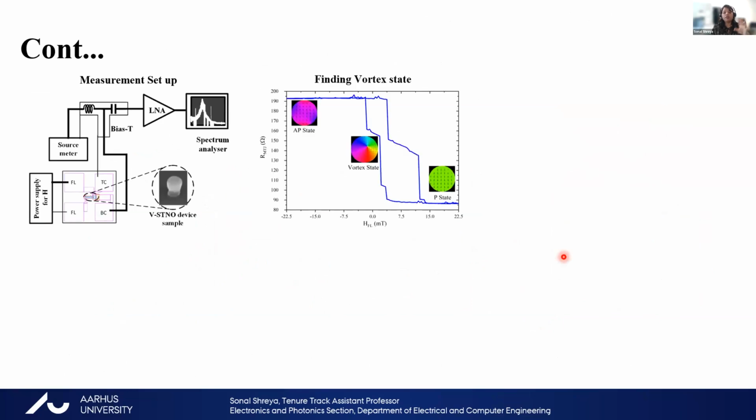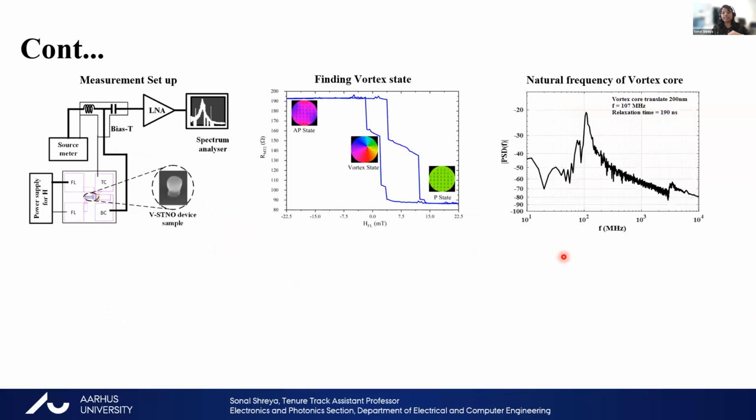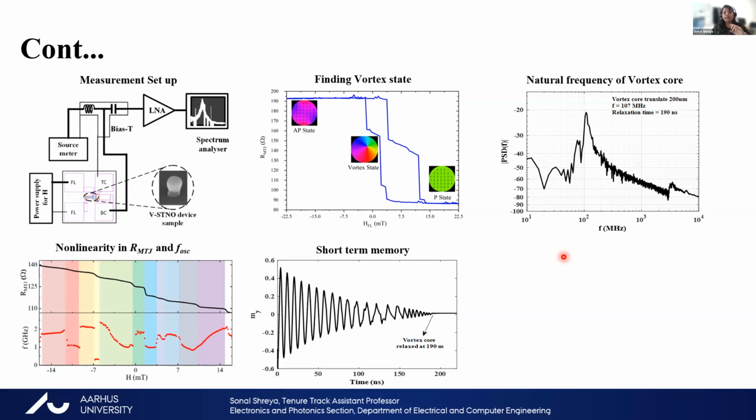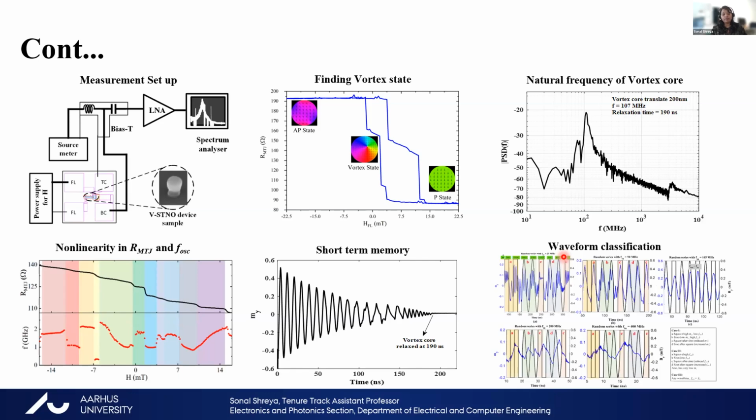So first, we have to bring it into the vortex state. Then we measure the natural frequency of the vortex core. Then the two main features of reservoir computing: one is having nonlinearity, which in this case we are monitoring through the resistance and the oscillatory frequency. And another feature is having short-term memory, where we can use the relaxation property. And then, as a demonstration, we did the waveform classification.